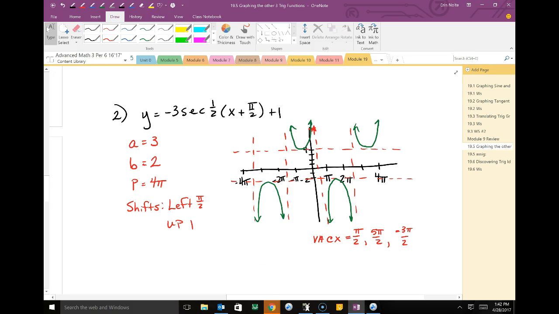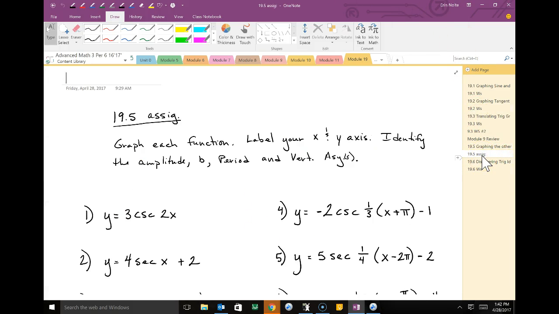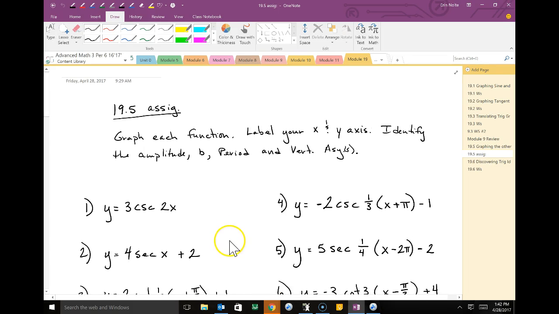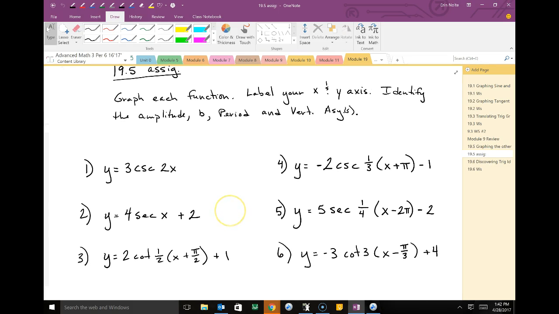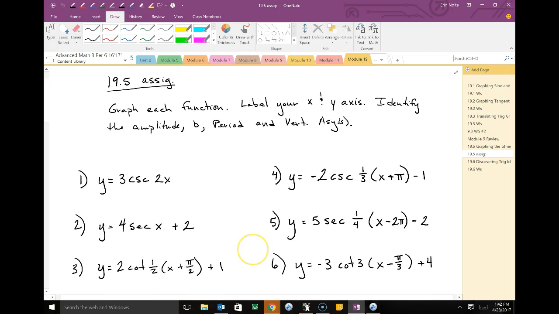Okay, so the worksheet that I made for you was really bad. So I had to change the assignment on the fly here. So this is what you're going to do. On a clean sheet of paper, you're going to do these 6 problems.